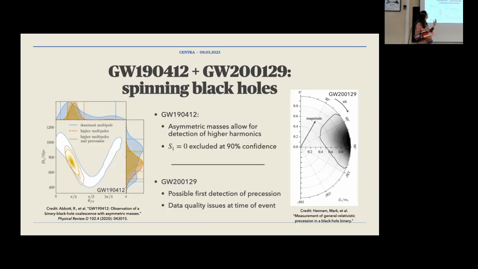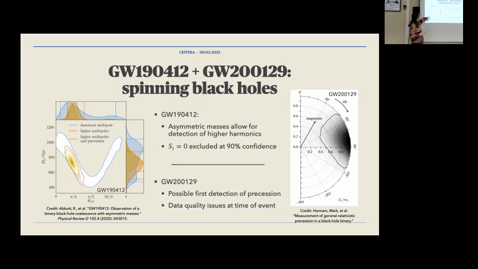So the first is GW190412. It also has an asymmetric mass ratio, of about 3. This was the first system where we started to see the higher harmonics in the signal. So not just the dominant quadrupole term, but also the higher harmonic. And this higher harmonic also helps us detect the spin properties of the system.